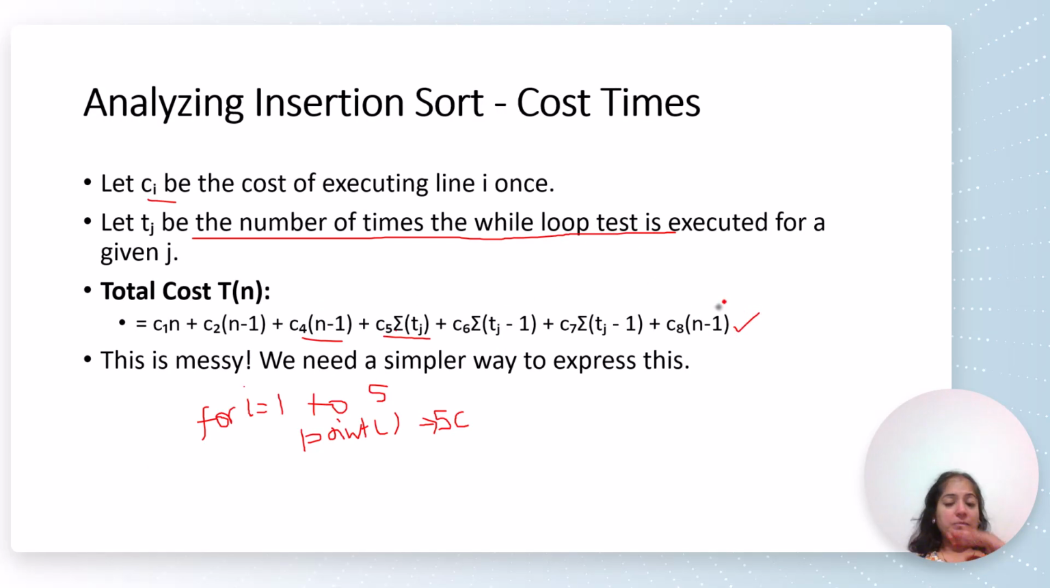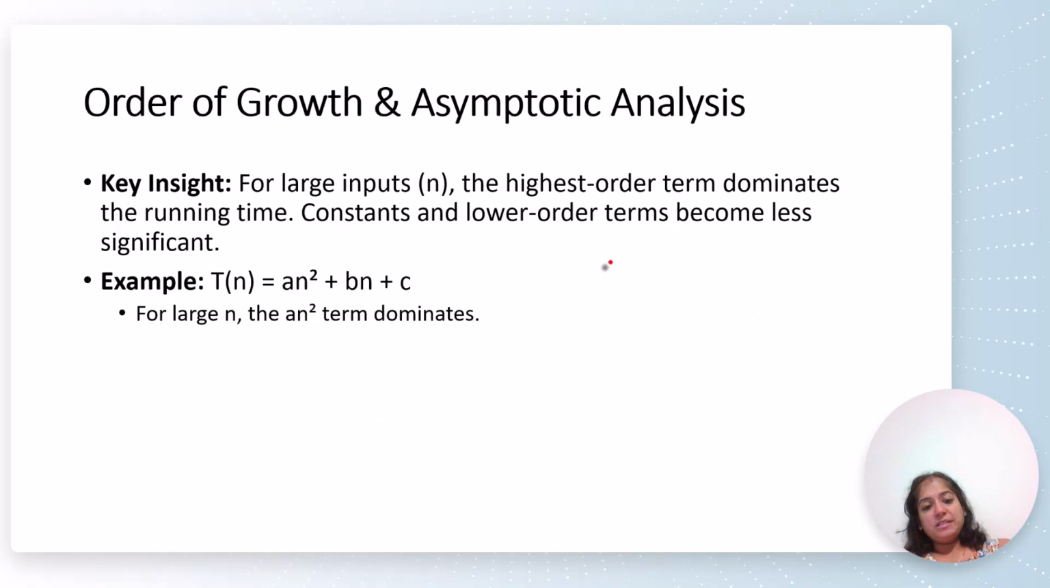But this is really not a helpful method. This is a very complex method because it is very difficult to analyze it and compare it with other algorithms. So we need a simpler way to express it. For that purpose, we use the order of growth and asymptotic analysis.